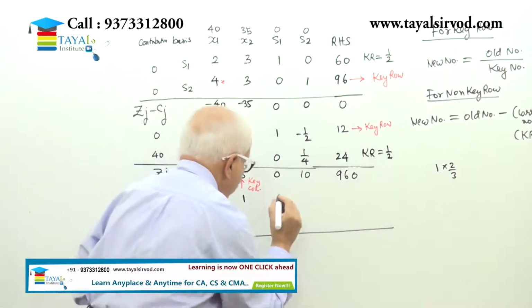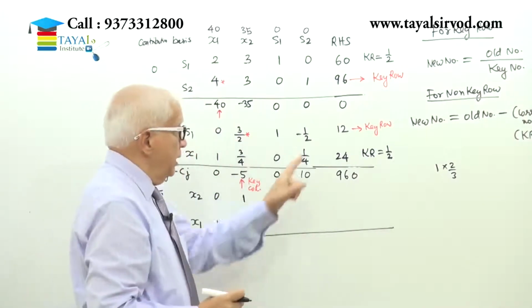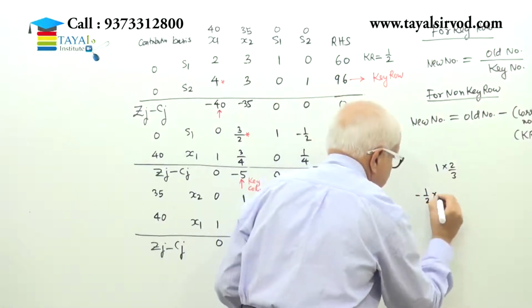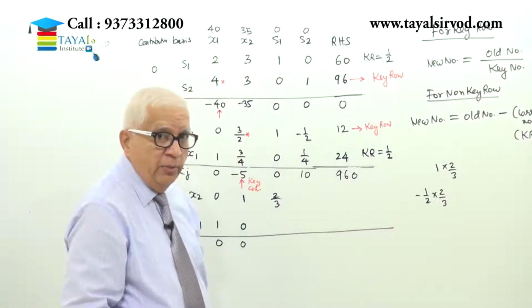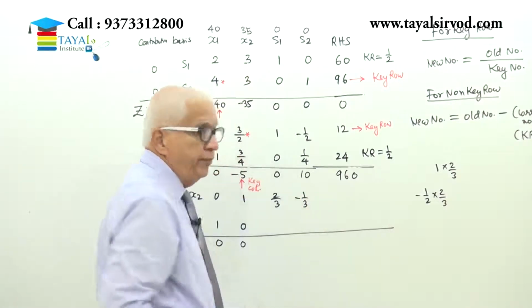1 multiplied by 2 by 3 is 2 by 3. Next, take the old number -1 by 2, multiplied by 2 by 3. 2 and 2 will get cancelled. Can you see that this is going to be -1 upon 3? So this is -1 upon 3.